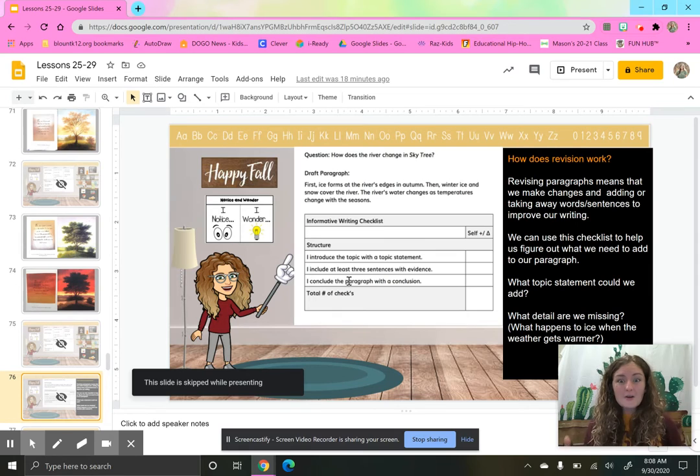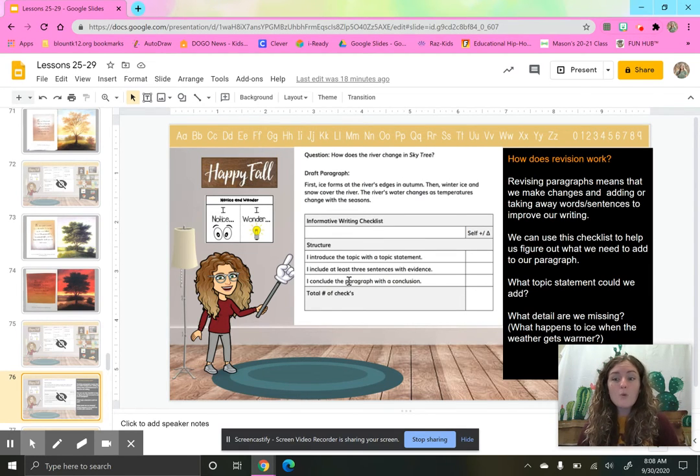All right, so I want you to start thinking about how we have learned about those changes, about what is going on. Yesterday, we talked about revising a paragraph. So, revising means that we make changes and add or take away words and sentences to make our writing better. So, think about when Miss Mason comments on your writing. Sometimes I will congratulate you for your writing, and sometimes I'll remind you to add something or take something away. I do that to help you make your writing better.